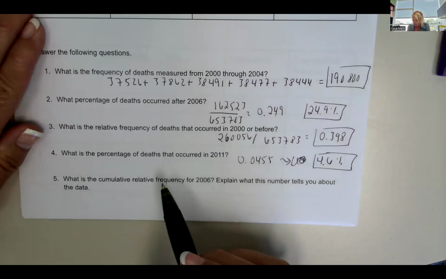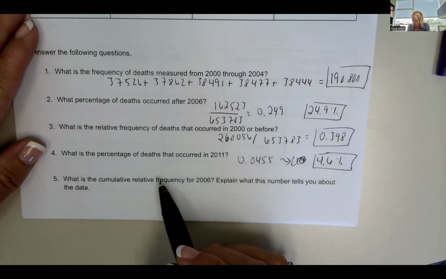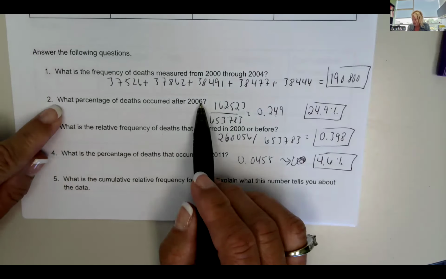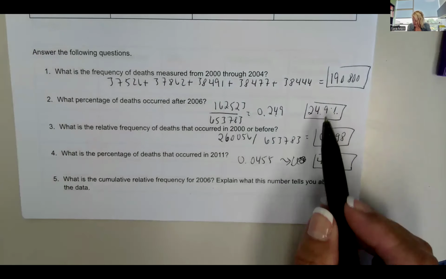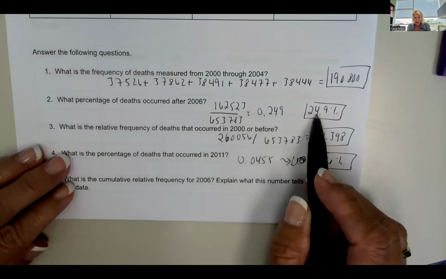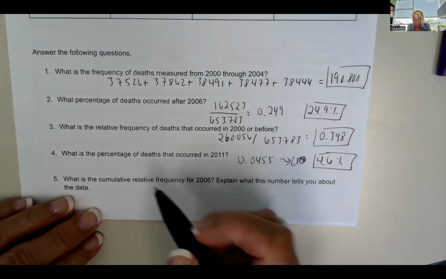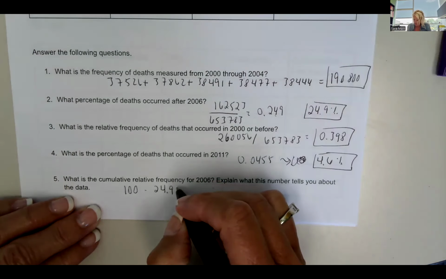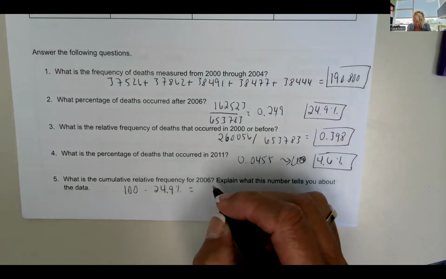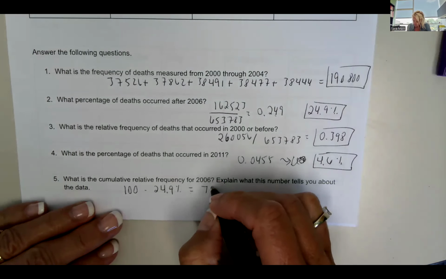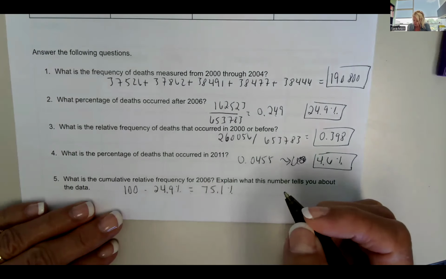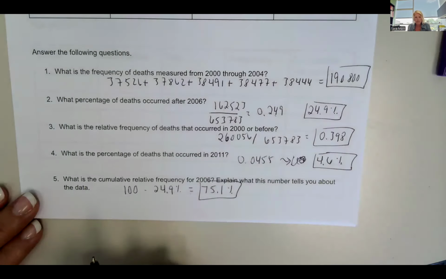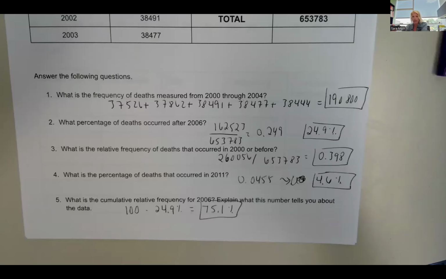in number 2, because we found out everything after 2006. So that means we could take 100% and subtract away the 24.9. And that should give us 75.1%. And there you go. And then that's the example.